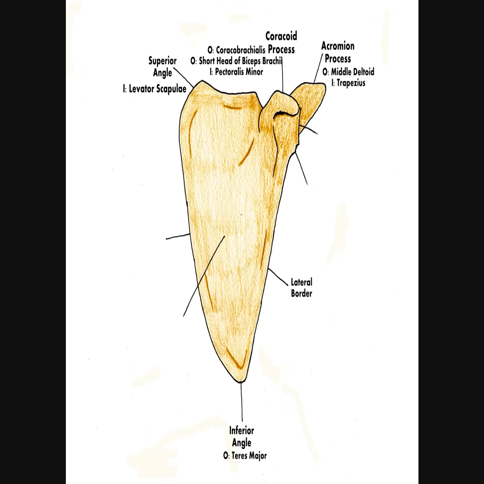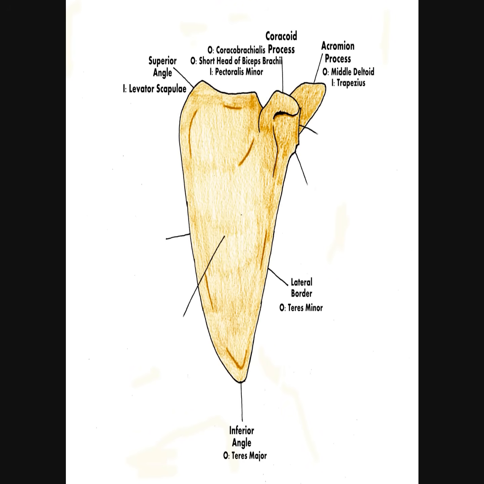It is innervated by the axillary nerve, and its name is pretty similar to the muscle we just talked about. This muscle is teres minor. Teres minor originates on the lateral border of the scapula.